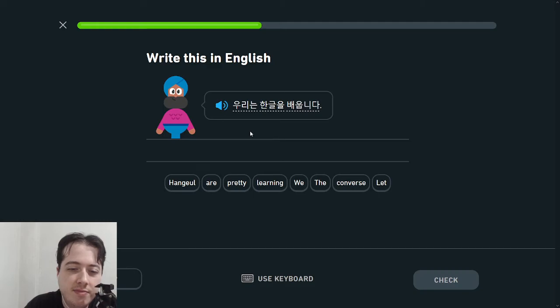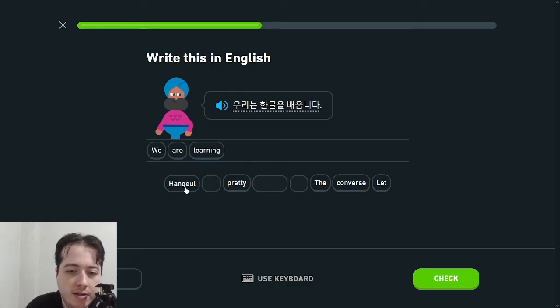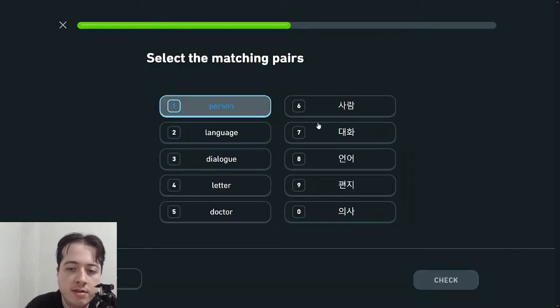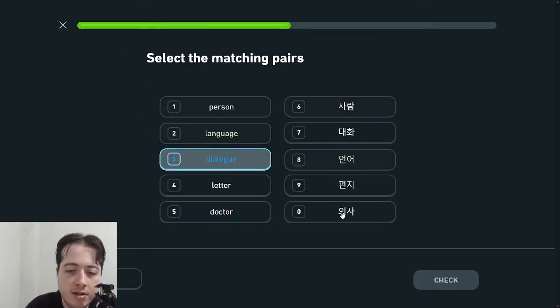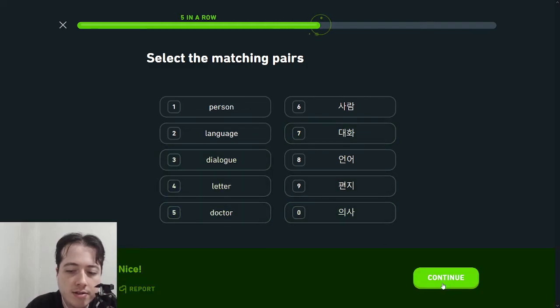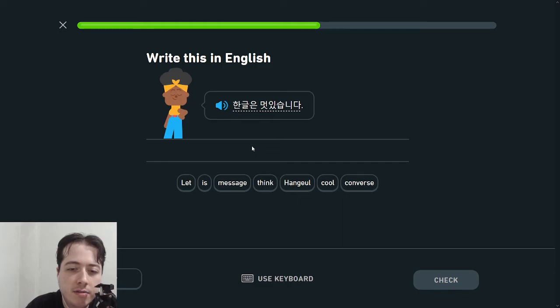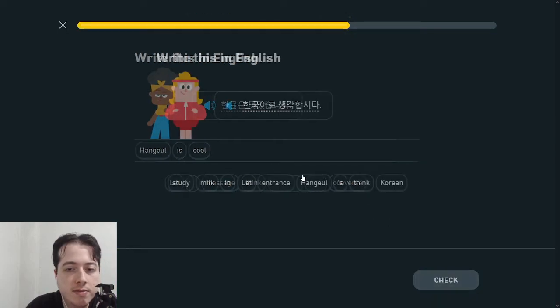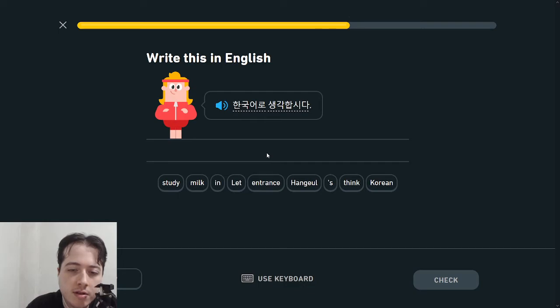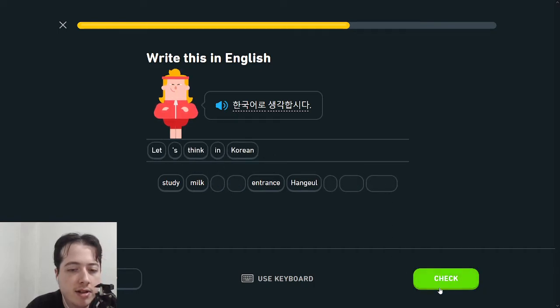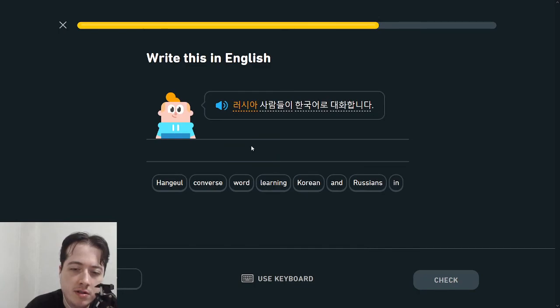우리는 한글을 배웁니다. So we are learning 한글. 사람. Language, 언어. Dialogue, 대화. Letter, 편지. Doctor. 한글은 멋있습니다. So 한글 is... 한국어로 생각합시다. Let's think in Korean.